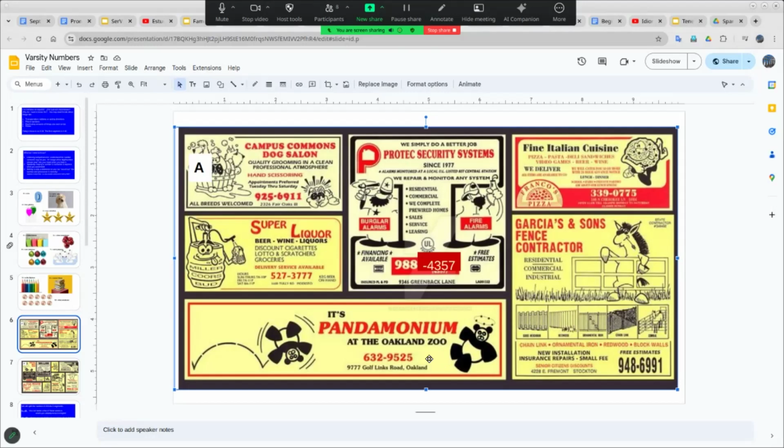¿A quién le toca? Somebody give it a try. Janice, give it a try. See? Wow. The pandemonium. Sí. 6, 3, 2, 9, 5, 2, 5. Perfecto. Muy bien. And I skipped the liquor thing because there's too many sietes. 5273777. Qué aburrido. How boring.